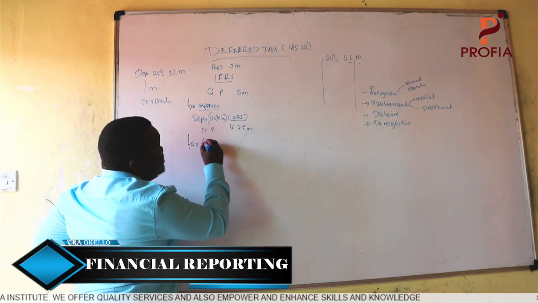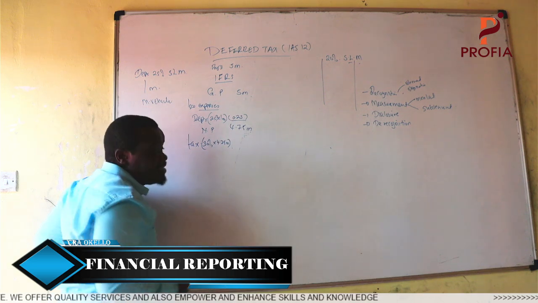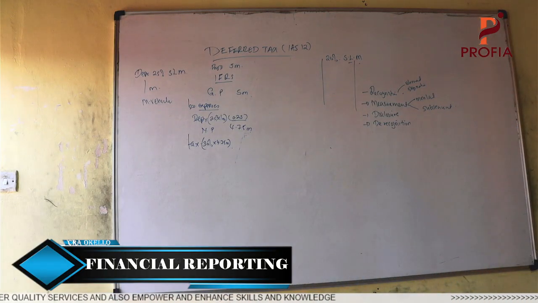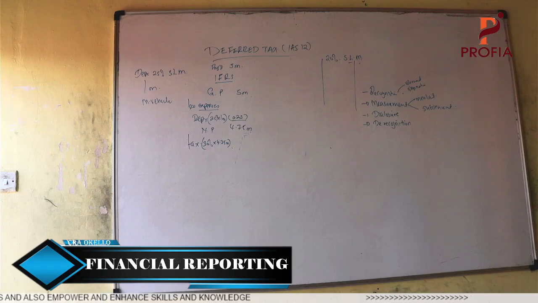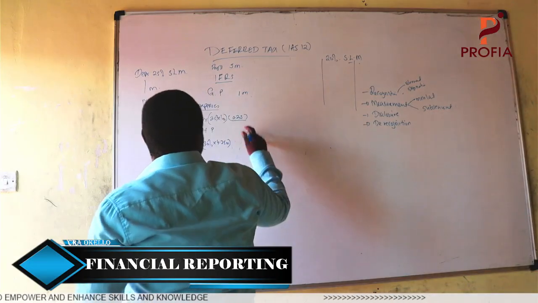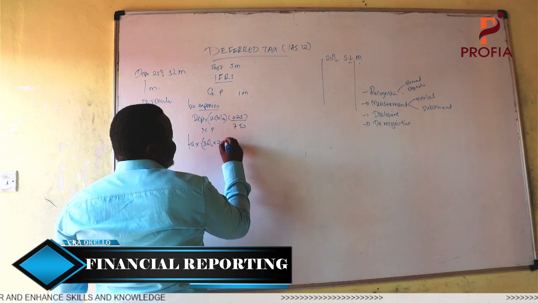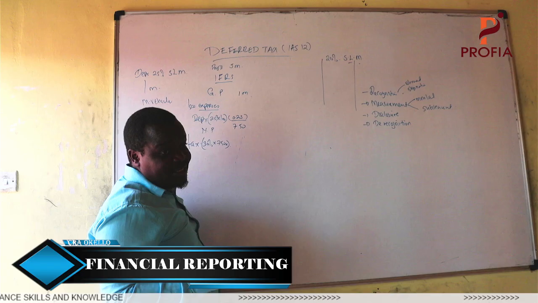Then the question, what is my tax? My tax will be 30% of 4.75. What is 30% of 4.75? I don't want something in decimal points. Can you use 1 million? So this is 750,000. What is 30% of 750,000?